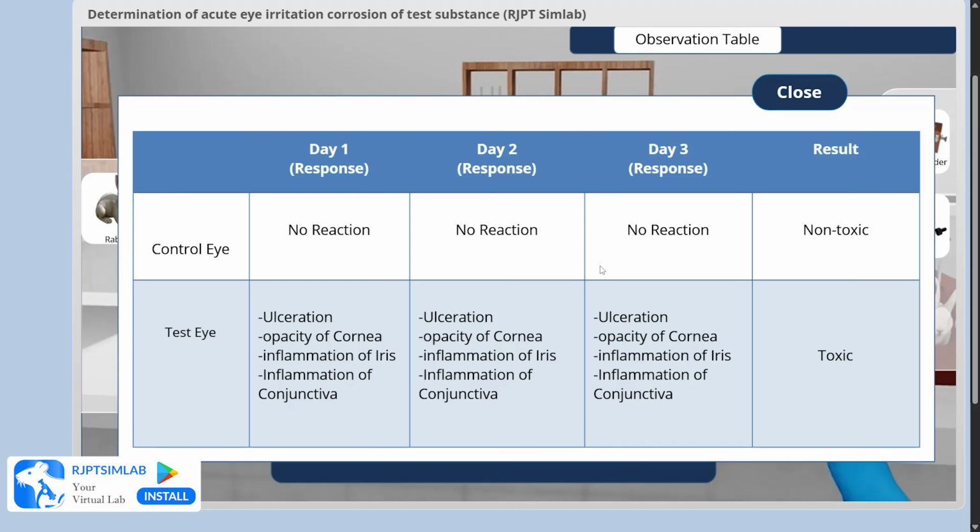So now we have observed all the rabbits' eye conditions on day 1, day 2, and day 3. And collectively, we can say that the control eye has non-toxic drug, which means we have observed no reaction, and which says it is non-toxic, which means we have not administered any drug. And then the test eye shows the effects that we have studied: ulceration, opacity of cornea, inflammation of iris, and conjunctivitis, which means the result says that the test drug which we have used is toxic.